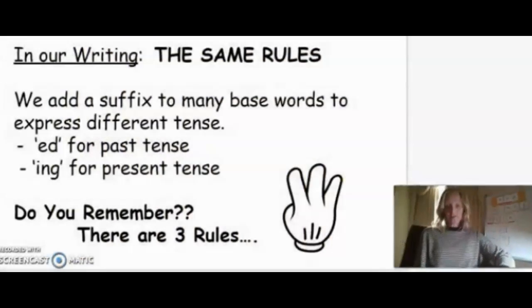The very, very exciting thing is that you already know the rules. The rules that you learned for writing ed are the same for writing ing. The same rules apply for both, if we need to add ed for past tense or if we're adding ing for present tense. Now, do you remember what the three rules were? We went through them a couple of days ago and we practiced with the ed endings. We can use those same rules now to practice adding ing to words.